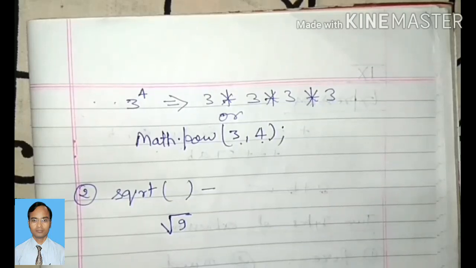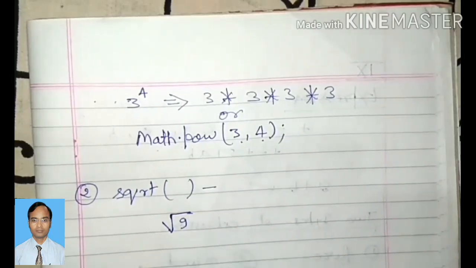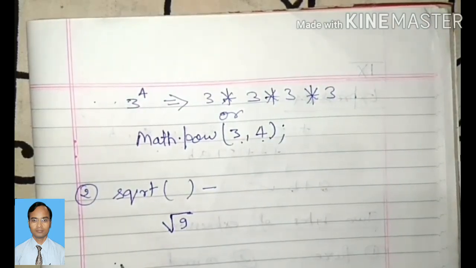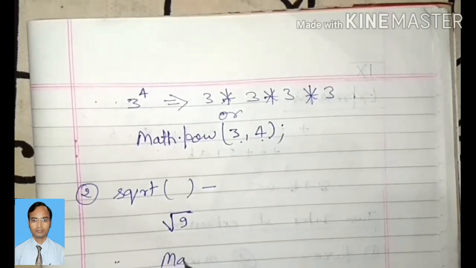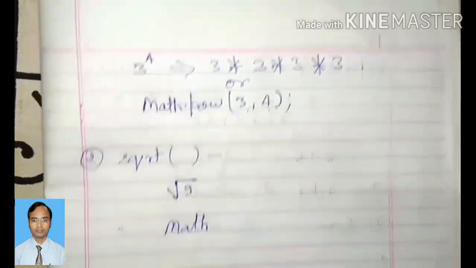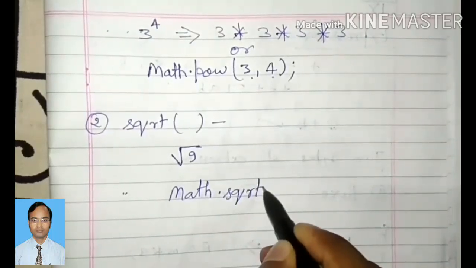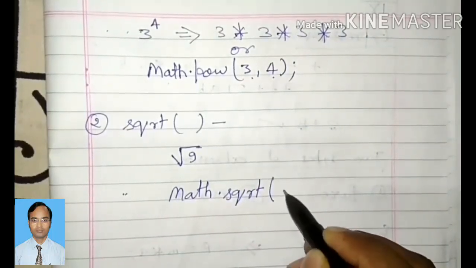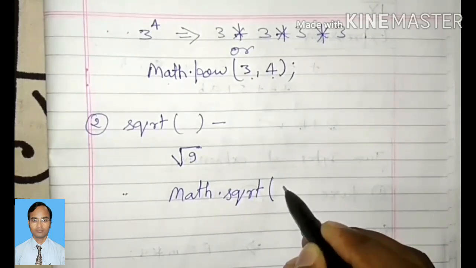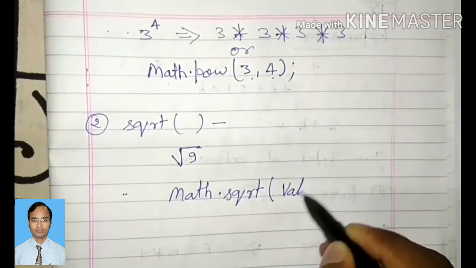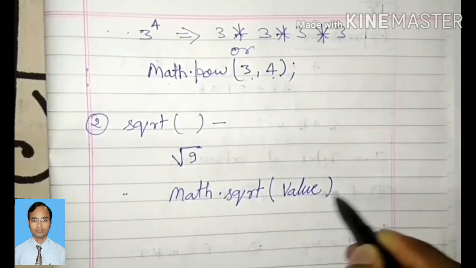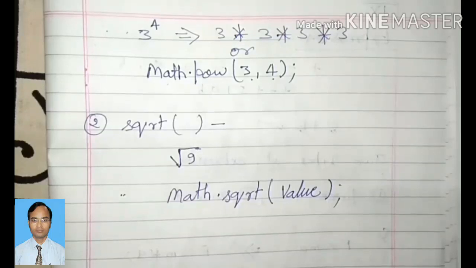So Java gives us a class, the math class, and if we want to calculate this, then we can use Math.sqrt and within brackets your value. You can write the value here. Let me write the value.